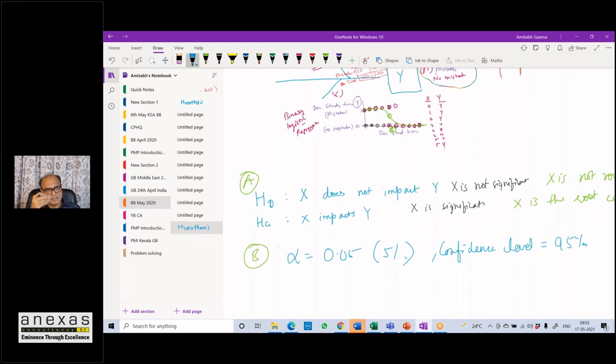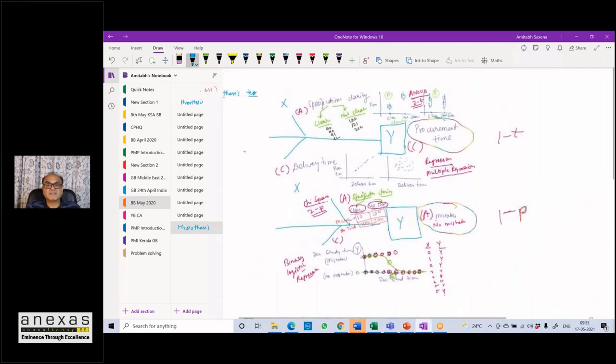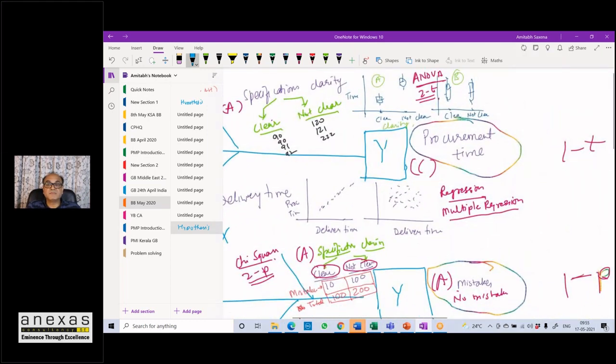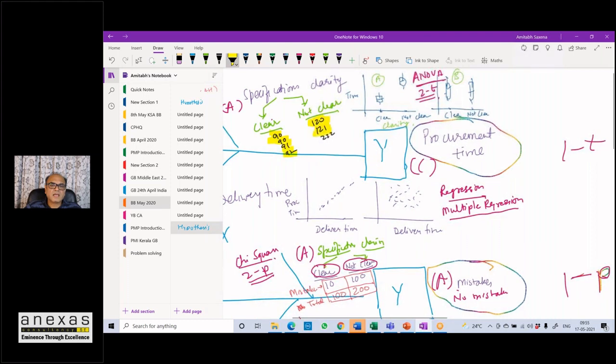So as a scientist, as a black belt, you accept some chance of going wrong because you are working based on samples. Say for example, here I collected the data: is clarity impacting the procurement time or not? Now, based on this data, I can say with 95% confidence, in fact, not even 95, I would say with 99% confidence, that clarity is impacting with this kind of data, isn't it? But generally the confidence level chosen is 95%.